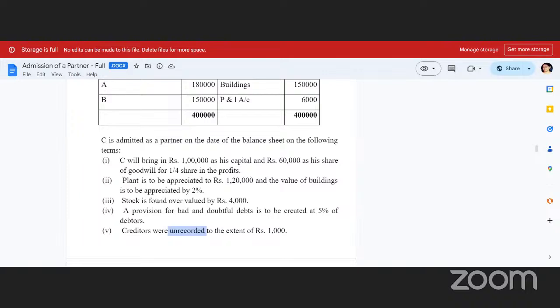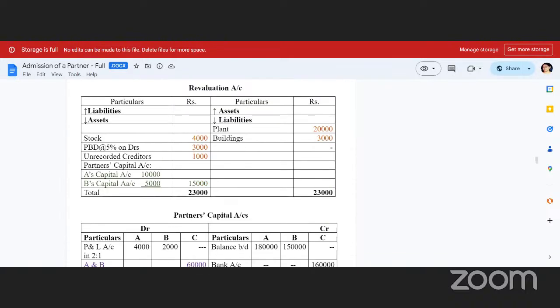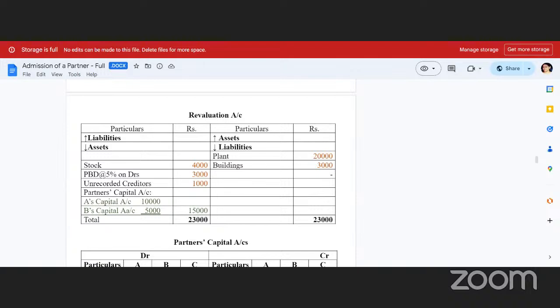Do you remember this? So I'll show you the revaluation account. See, what is our rule for preparing the revaluation? You are supposed to remember. If any liability is increasing, debit side. If any asset is decreasing, debit side. Vice versa, increase of asset and decrease of liability on the credit side.